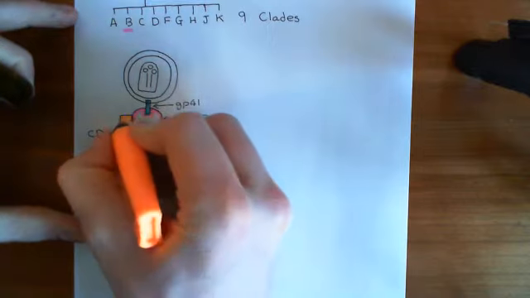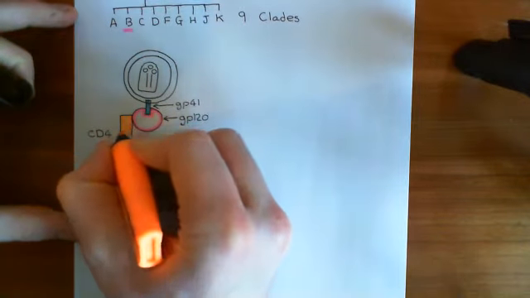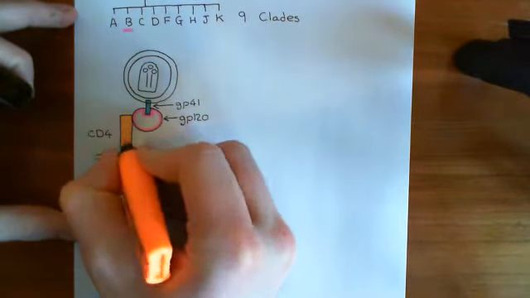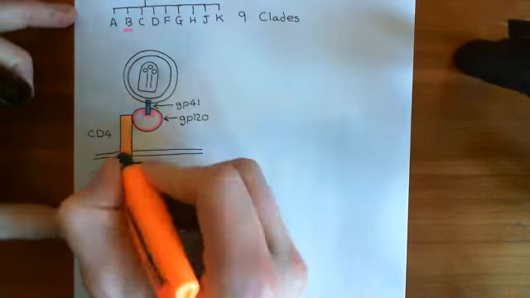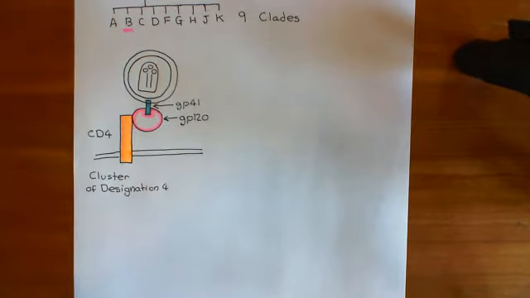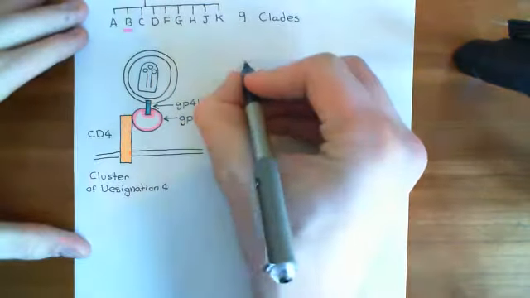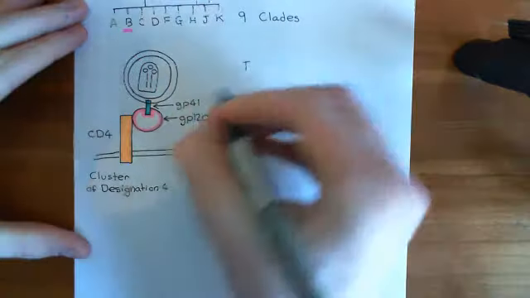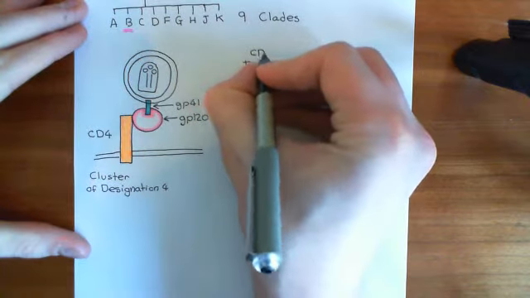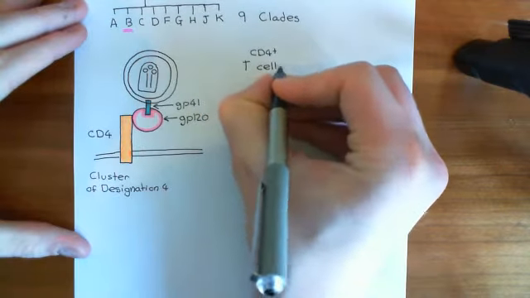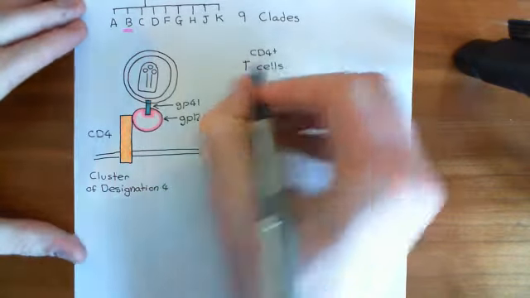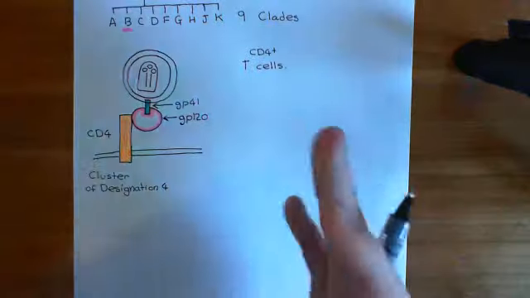Now, which cells actually have cluster of designation 4 proteins on their surface? Well, basically, they're immune cells. There is a huge group of T lymphocytes which have CD4 on their surface, and these are called CD4 positive T cells. So T cells as a population can be divided into two major groups.